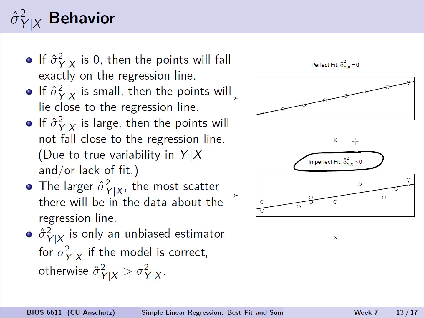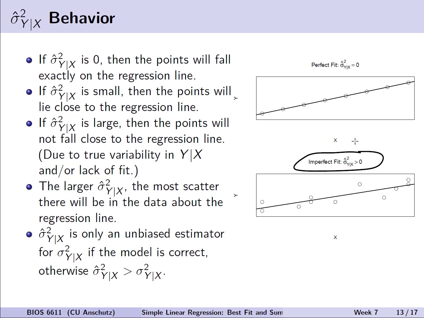As that MSE quantity gets larger, that implies that the points will not fall close to the regression line. They'll get further and more scattered apart. And this could be due to the true variability in y given x, or potentially a lack of fit of the linear regression model we're trying to use. Again, the larger MSE we have, or that sigma hat squared y given x, the more scatter there will be in the data about that regression line.